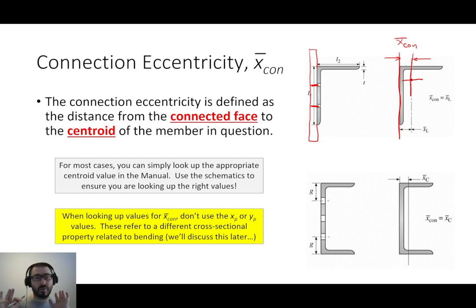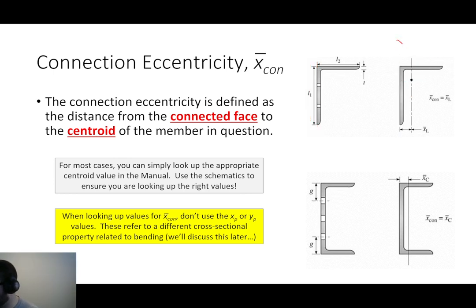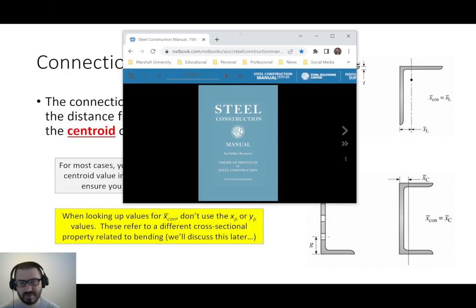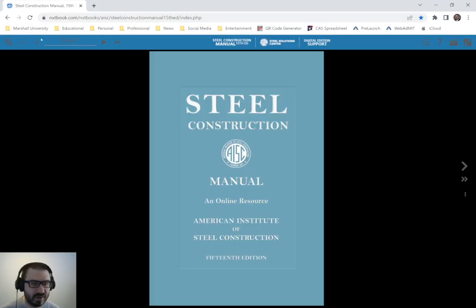To be clear, with most problems in the manual, you can simply look up the distance, but you just got to make sure that you're looking up the right term. That's incredibly important. As long as you're looking up the right value and using it appropriately, you shouldn't have a problem. Now, a couple things I want to point out. I'm going to open up the manual here. So I've got here my AISC steel construction manual. Let's go to, let's see if that's a good page.